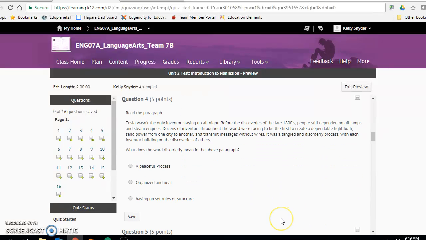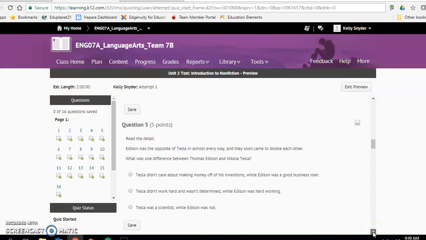Tesla wasn't the only inventor staying up all night. Before the discoveries of the late 1800s, people still depended on oil lamps and steam engines. Dozens of inventors throughout the world were racing to be the first to create a dependable light bulb, send power from one city to another, and transmit messages without wires. It was a tangled and disorderly process, with each inventor building on the discoveries of others. What does the word disorderly mean in the above paragraph? A peaceful process, organized and neat, having no set rules or structure.